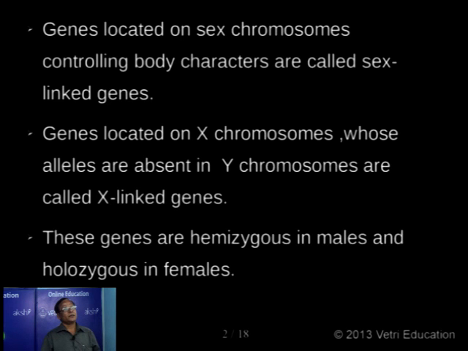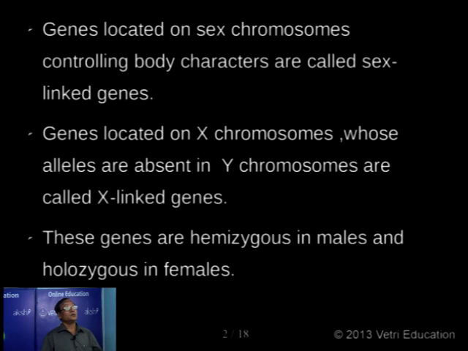But there are some characters whose genes are located in the sex chromosome and whose inheritance follows the sex. Those characters whose genes are located in the sex chromosome and follow the sex during inheritance are called sex-linked characters. They are nothing but body characters not concerned with the sex of the individual: the autosomal or somatic characters, morphological or anatomical characters not concerned with sex determination. Such characters are called sex-linked characters.